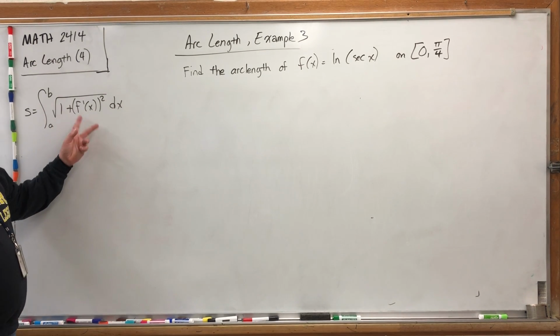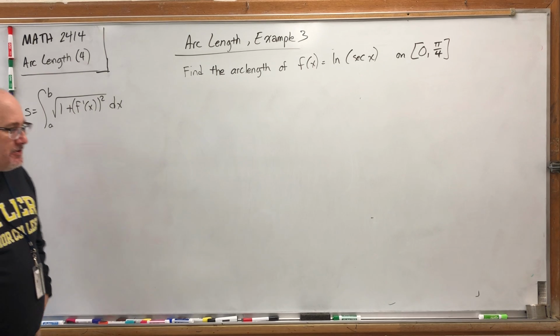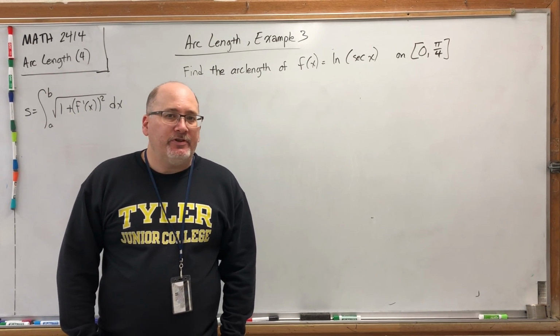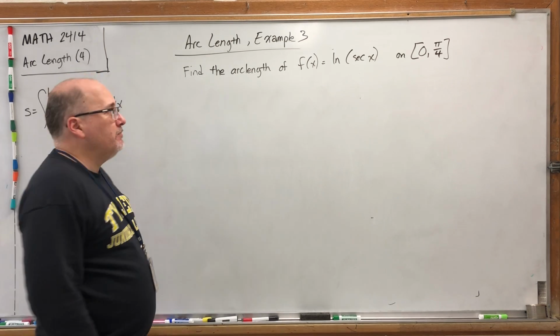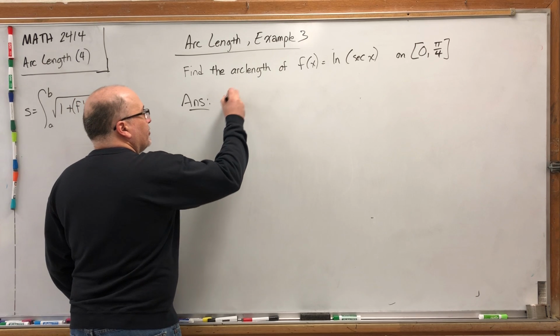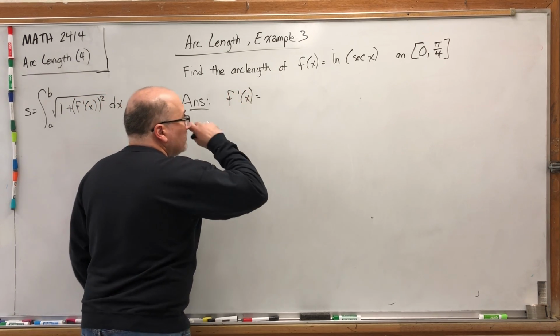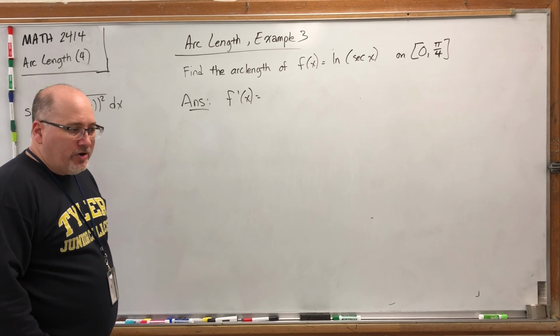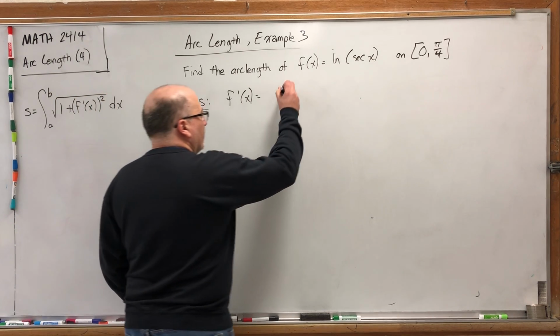We need the derivative, square it, add it to 1, and square root that. The fact that this involves natural logs in trigonometry shouldn't intimidate you. Just jump in and do it. Let's start with the derivative. Well, the derivative of natural log is 1 over the inside. So we have 1 over secant.